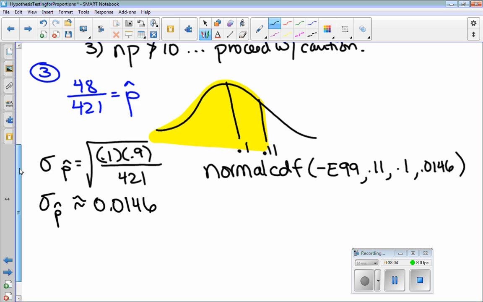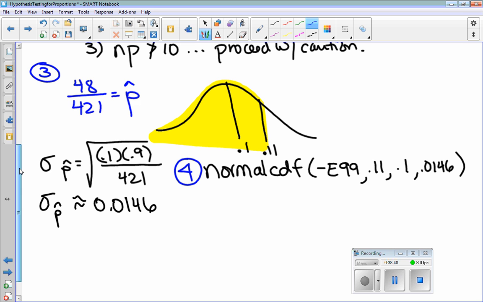If I actually find the normal CDF here, what am I finding? This is actually the p-value. This is the probability that our sample happened by chance. So what we're finding here is the p-value. We kind of skipped step 3. We'll go back and get that in a minute. So normal CDF, lower bound, upper bound, mean, and then the standard deviation, 0.0146.